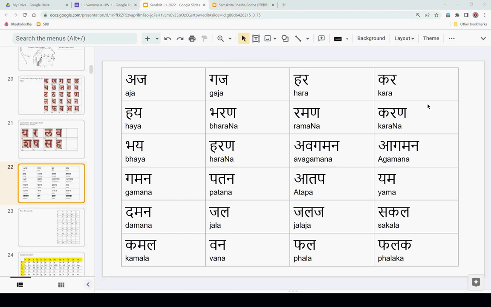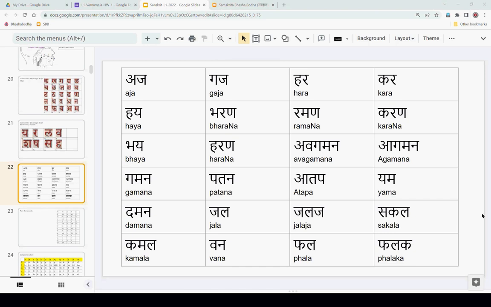And the Karana. We saw that before, like Sthanam and Karanam, where Karanam is like an instrument. Then the Bhaya. Bhaya is fear. Harana is eliminating, taking away. Avagamana means understanding. Agamana, coming. Only gamana is going, agamana is coming.